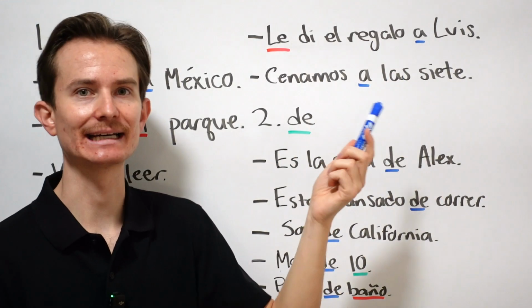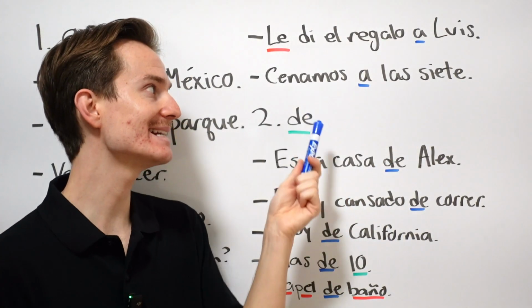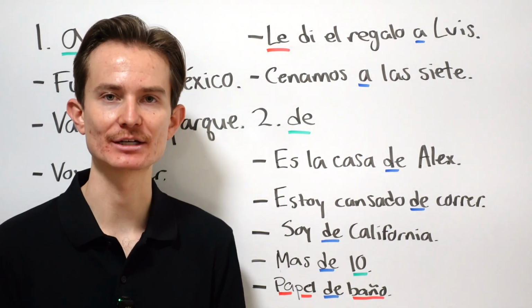Cenamos a las 7. We eat dinner at 7. This could also be translated as we ate dinner at 7. We don't have extra context.